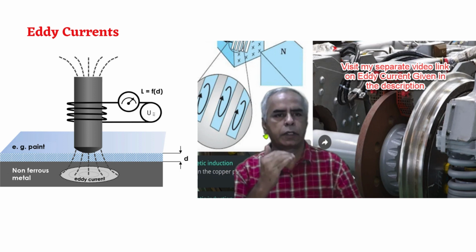Eddy current gauges can also be used to measure coating thickness. They work by inducing eddy currents in the conductive substrate, if it is present, and measuring the change in the electromagnetic field caused by the coating. In fact, this method is non-destructive and can be effective for insulated materials. Especially paint applied on insulated materials and the coating of such paint can be measured using this eddy current gauge.